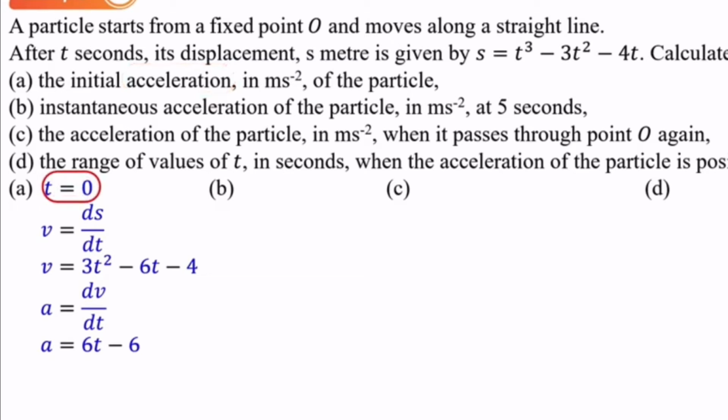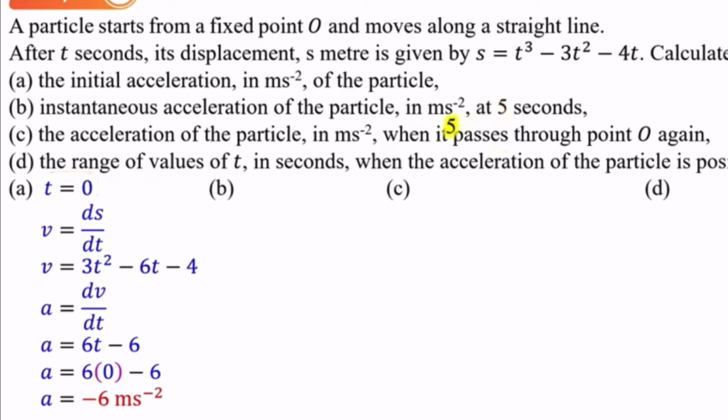Then only we will substitute. Initial acceleration means time equal to 0. So when time is equal to zero, what is the acceleration? That is the answer for A. The a is 6 times 0 minus 6, which is negative 6, right? Negative 6 meter per second squared, which is deceleration. For B, the instantaneous acceleration of the particle at 5 seconds.